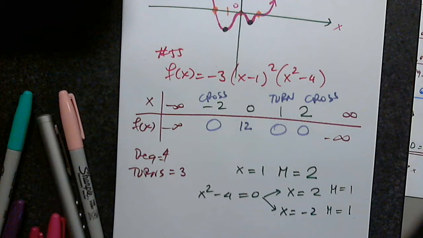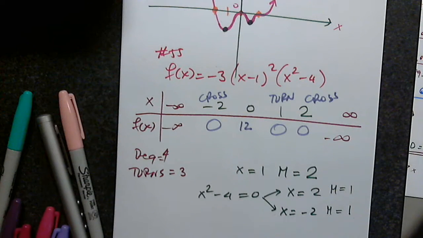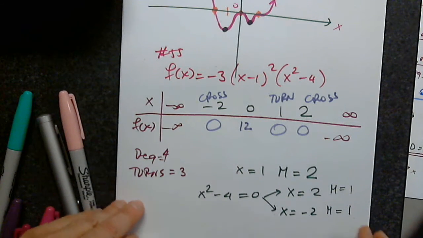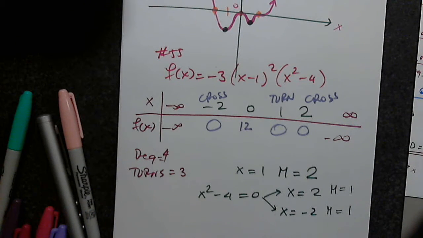We only talk about multiplicities for the x-intercepts. Don't ever think in terms of the y-intercept. That's just one point. Very good. Ready? Let's analyze this.